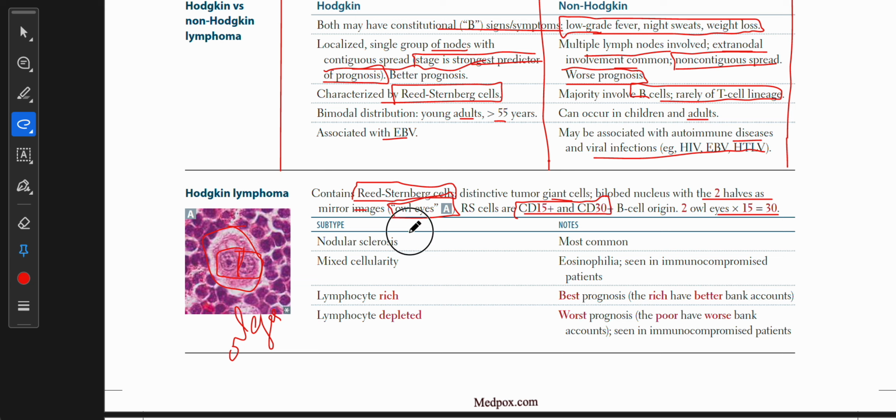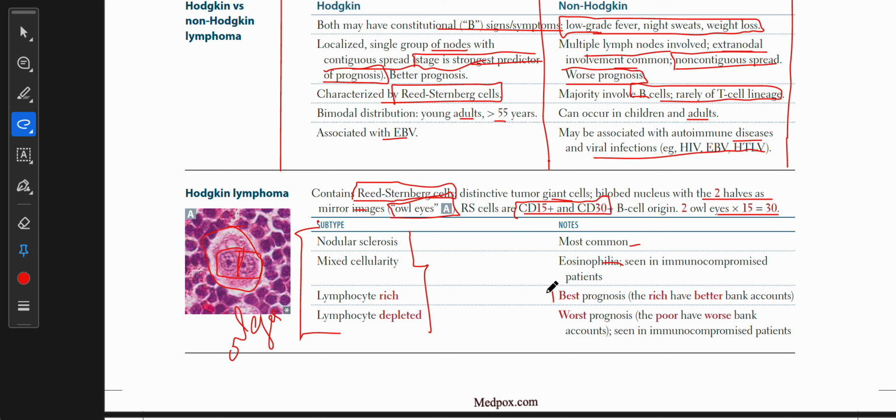There are subtypes of this, which are nodular sclerosis, mixed cellularity, lymphocyte rich, and lymphocyte depleted. Nodular sclerosis is the most common type, and in mixed cellularity there is eosinophilia, as seen in immunocompromised patients. In lymphocyte rich, this is the best prognosis case.